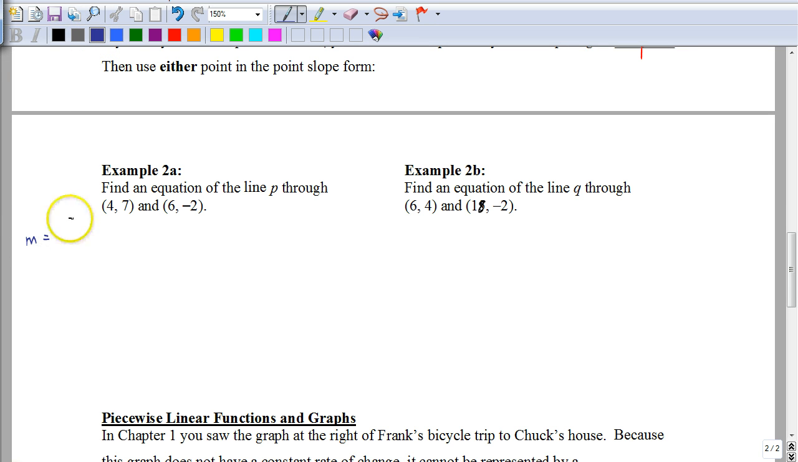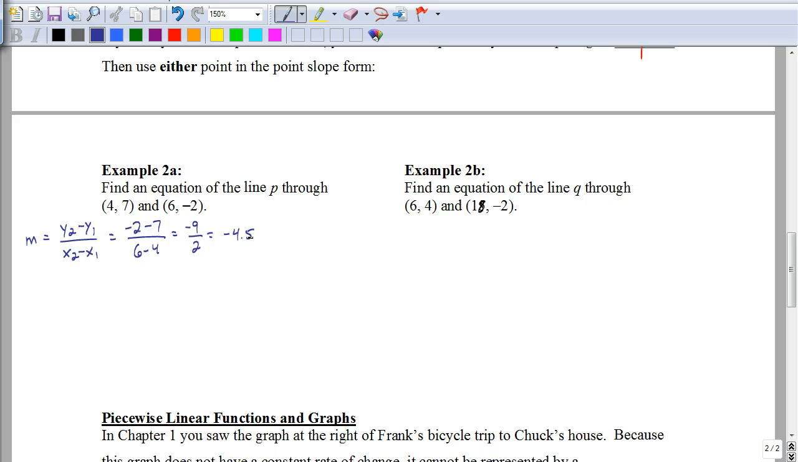So remember the slope formula, y2 minus y1 over x2 minus x1. Please make sure you're subtracting the y's first. So if I do this, this would be negative 2 minus 7 on top, 6 minus 4 on the bottom. Negative 2 minus 7 is a negative 9. 6 minus 4 is 2. Doesn't reduce, but it does simplify to be negative 4.5, which is a good decimal.